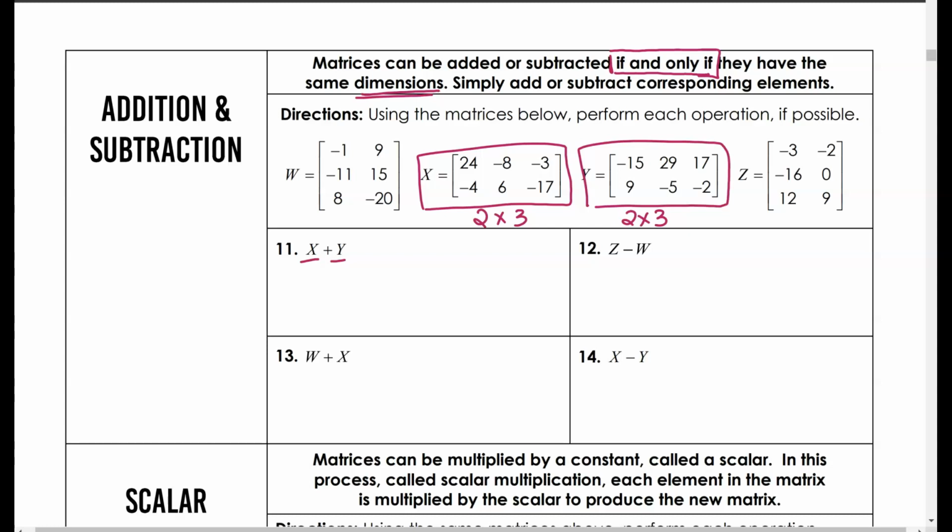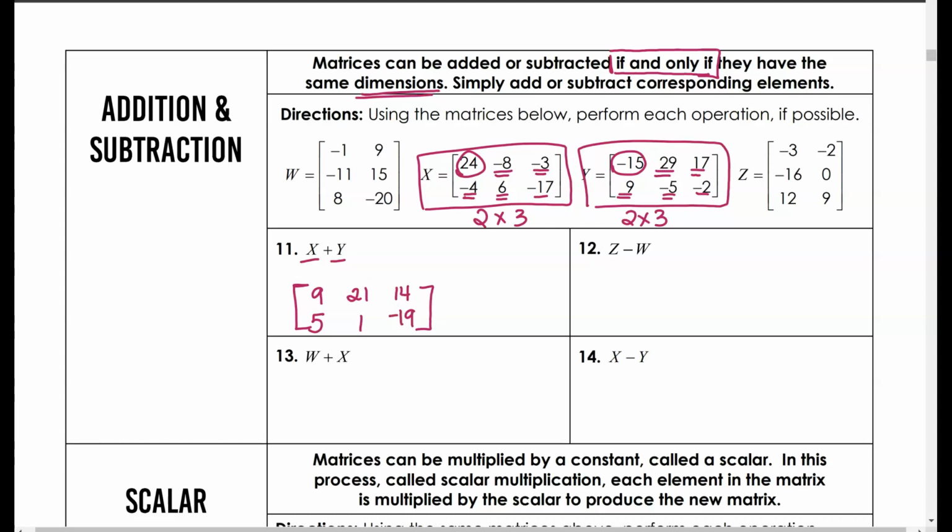And so the corresponding matrix is going to be 24 minus 15. So 24 minus 15, that's 9. Then I'm going to take -8 and add 29, so it gives me 21. -3 plus 17 gives me 14. -4 plus 9 gives me 5. 6 plus -5 gives me 1. And then lastly, -17 minus 2 gives me -19.